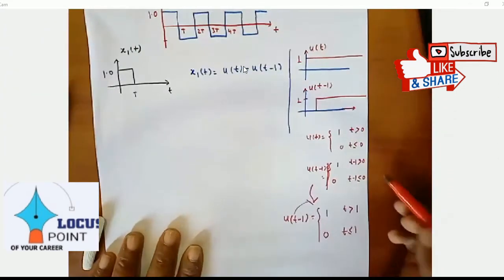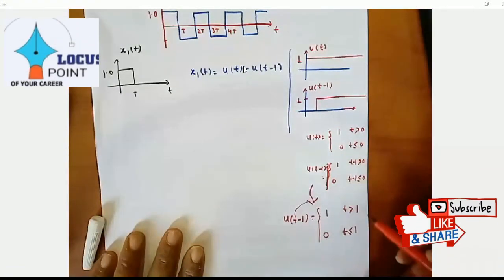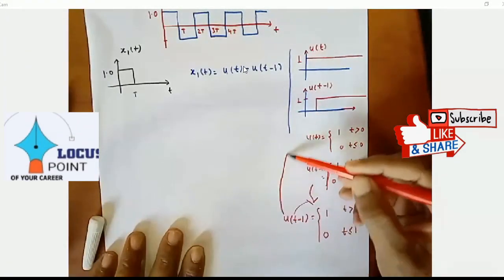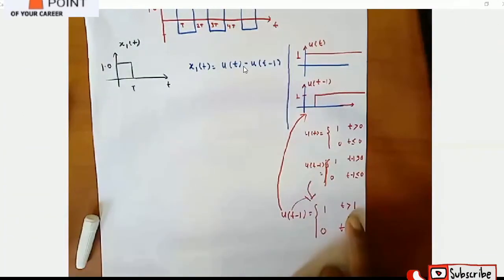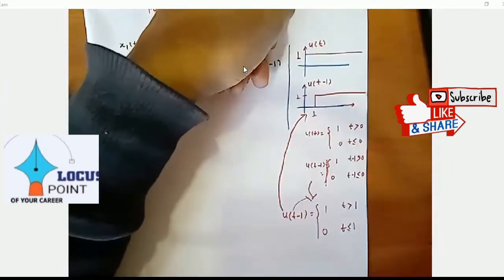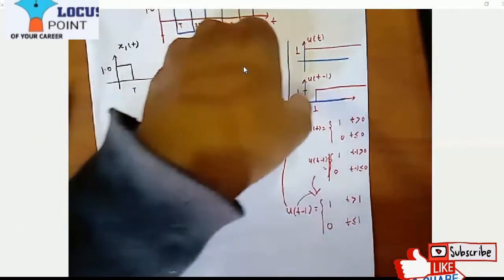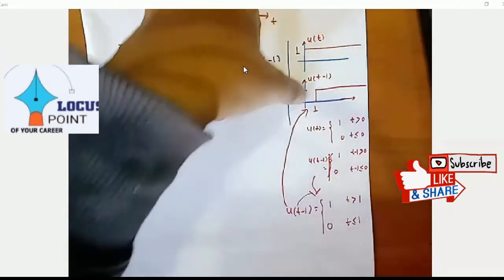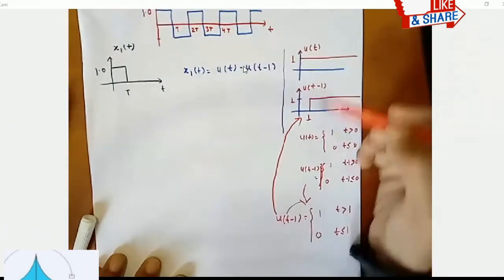So from this you can say that we have replaced this t by t minus 1 and then solved it, and from that we have drawn this diagram. Look here. For t greater than 1, it will be 1, and for t less than or equal to 1, it will be 0, like this. Clear?